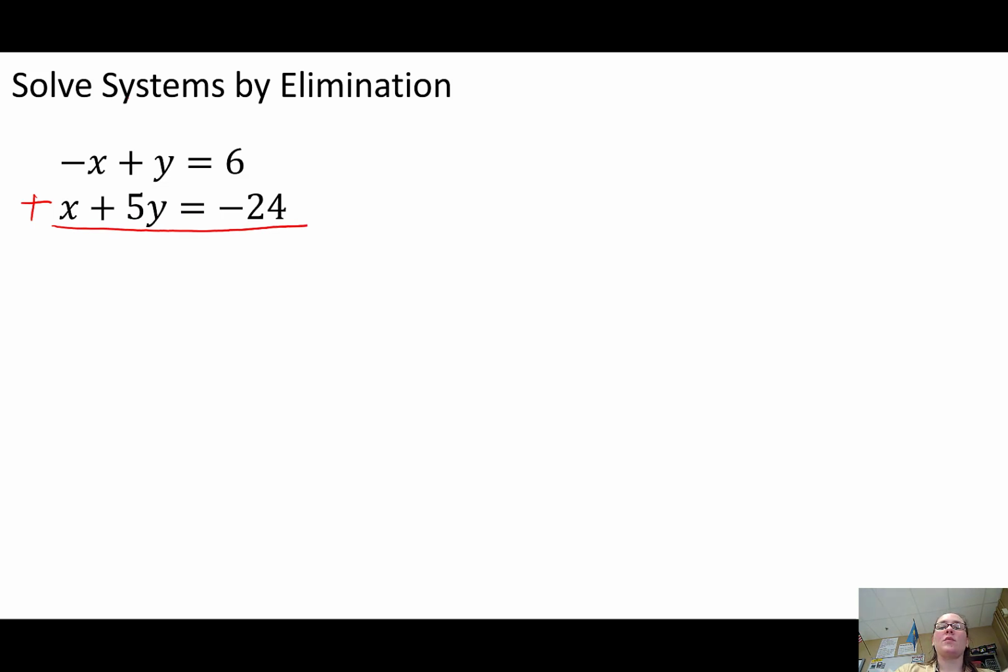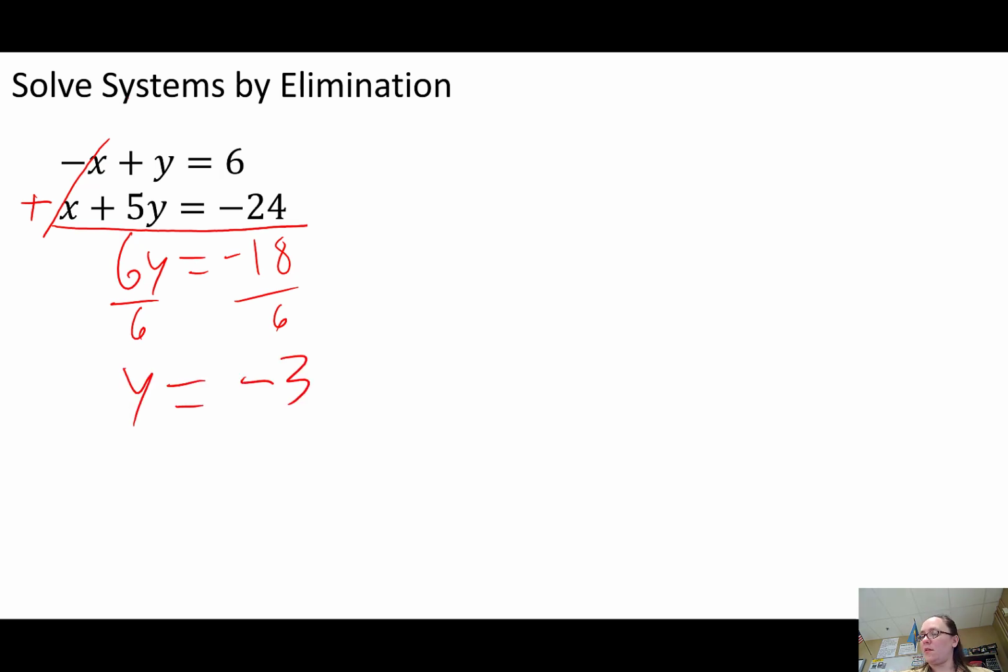So negative x plus x gives me 0, canceling those out. 1y plus 5y gives me 6y equal to 6 minus 24, which is negative 18. Divide everything by 6, and I get y is equal to negative 3. So now that I have y, I'm going to plug back in and find my x.